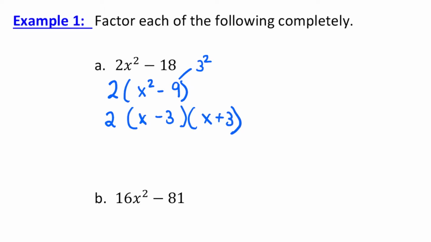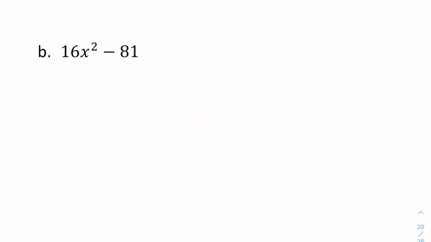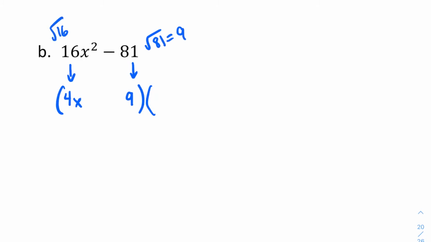Let's look at another one that isn't just 1x squared. So if you have 16x squared minus 81, you can think of what do I square to get 16x squared? Well, that would be 4x times 4x. What do I square to get 81? That would be 9. You can also think about taking the square root of 81 and getting 9, or taking the square root of 16x squared and getting 4x, if you want to think about it that way. And then you'll have one binomial that has a plus and one that has a minus.